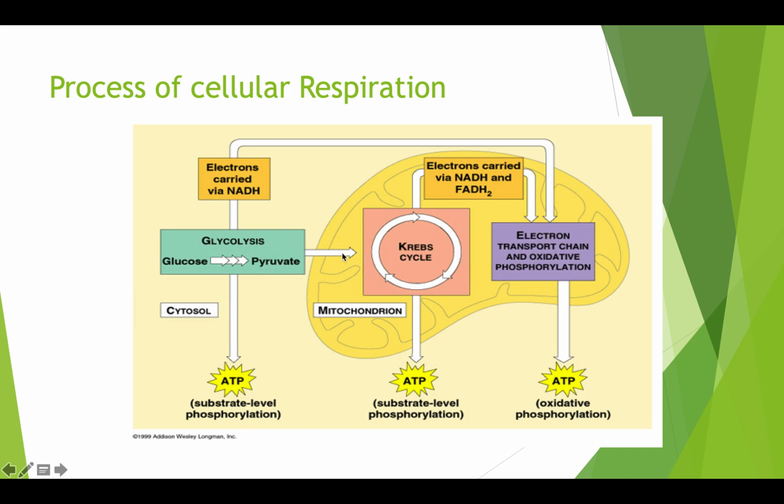And then glucose is directly inputted into the Krebs cycle. From there, electrons are carried by NADH and FADH. And then here in the electron transport chain, this is where they are oxidized through a process called oxidative phosphorylation. We'll get into that later on. But that's how we make ATP, oxidative phosphorylation.